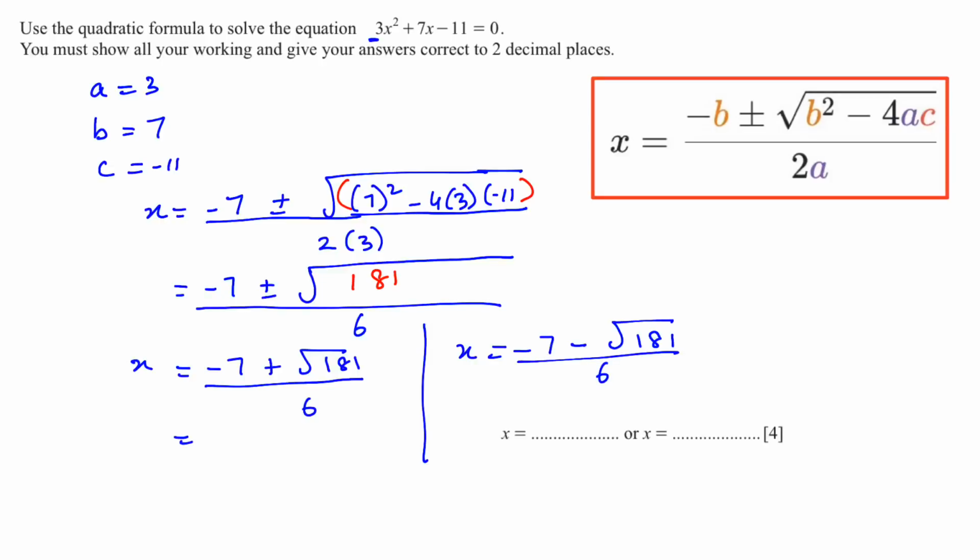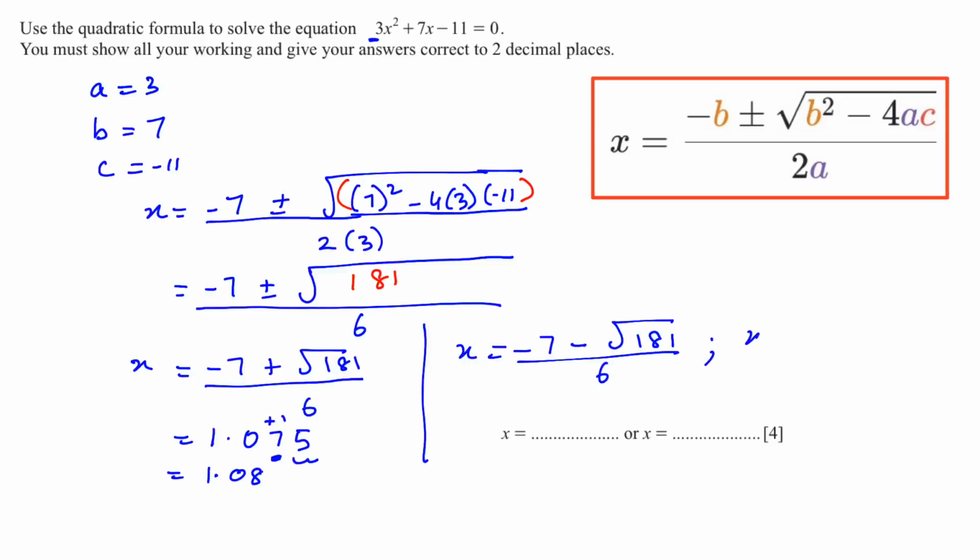We have to round it to two decimal place. This will give us 1.075. So this is the second decimal place. If the number after what you want to round is 5 or more than 5, we add 1. So this will be 1.08.